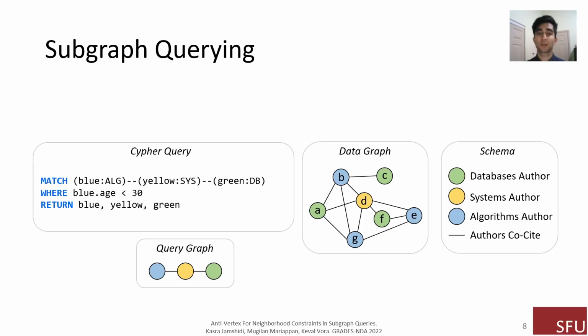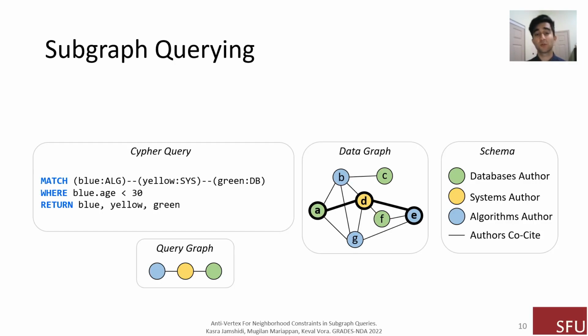The match clause encodes the structure and labeling of the query graph, filtering out subgraphs like this one, which has incorrect labeling, but allowing subgraphs like this one, which match the query graph structure and labeling perfectly. There are additional filters in the where clause that must also be satisfied. Here, the author represented by the blue vertex must be younger than 30.